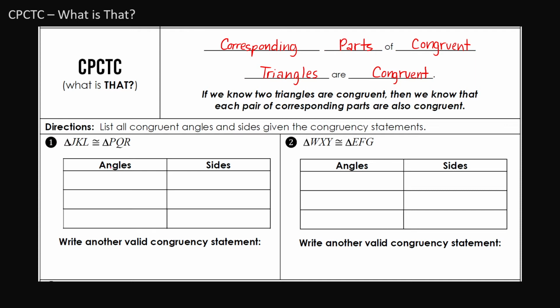So we're going to demonstrate this given these congruency statements. For the first one, number one, it says triangle JKL is congruent to triangle PQR. So we need to write all of the corresponding angles and sides that are congruent based on that statement. For the angles, let's just start with J. J corresponds to P. Angle J, therefore, would be congruent to angle P. Second on the list is K, corresponding with Q. Angle K is congruent to angle Q. And angle L should be congruent to angle R.